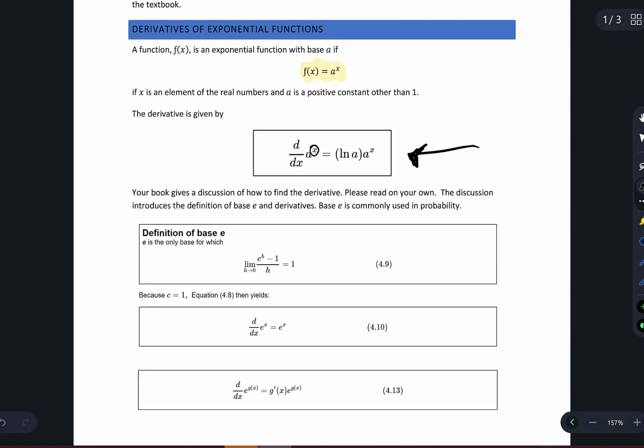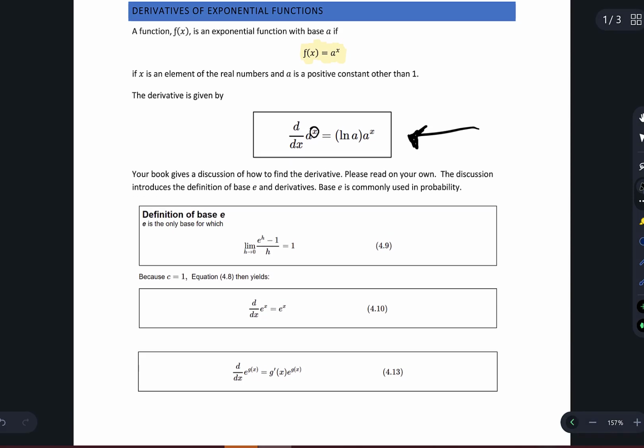So your book gives a discussion of how to find the derivative. Please read this on your own. And in that discussion, they introduce the definition of base e in derivatives. It ends up that base e in the derivatives is commonly used in probability. So even though you won't see the utility of it in this course, do know that this information is very important, and you'll want to star this, or make a note, and come back to it, because once you get into BST 675, you'll want to review this material, because we will use base e and exponential functions quite a bit in that course.